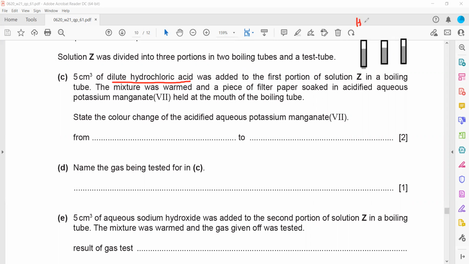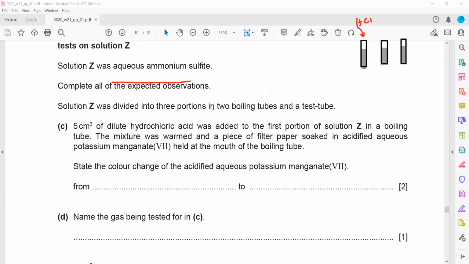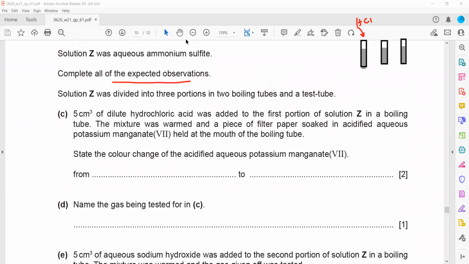So when we add hydrochloric acid and warm, if there is a sulfate ion, what is the observation? It will give sulfur dioxide. Sorry, sulfite is there, ammonium sulfite. Sulfate is SO4, sulfite is SO3, so ammonium sulfite is (NH4)2SO3. So this is a test for the sulfite ion.